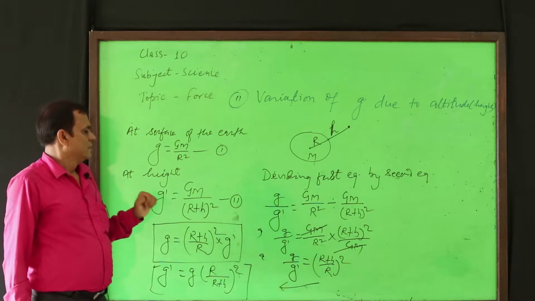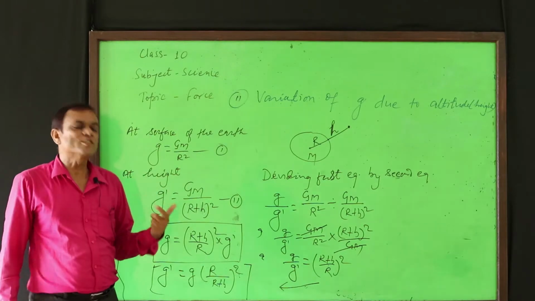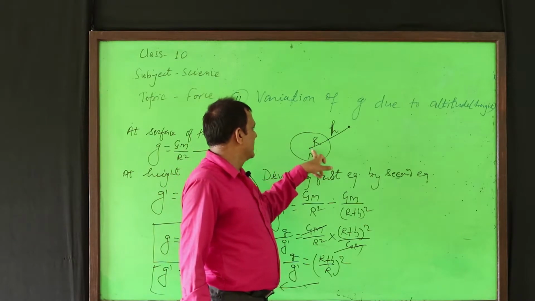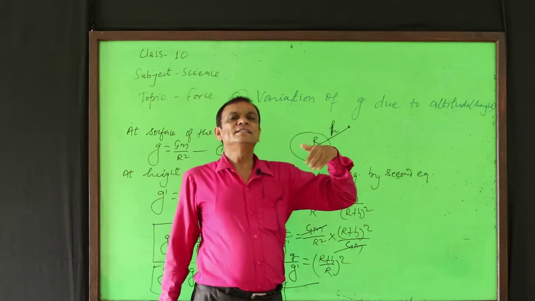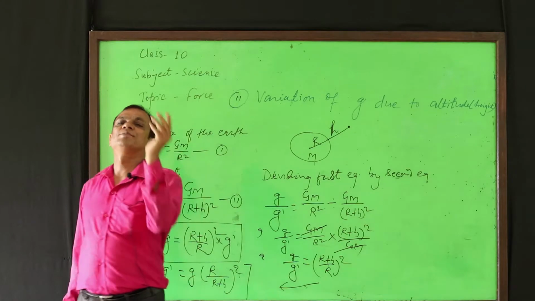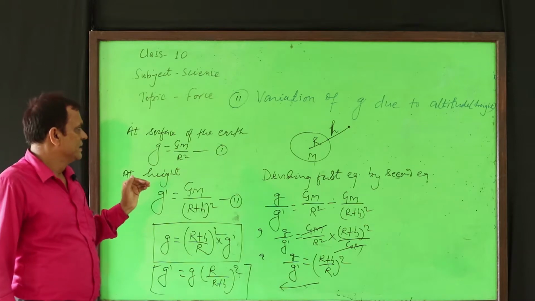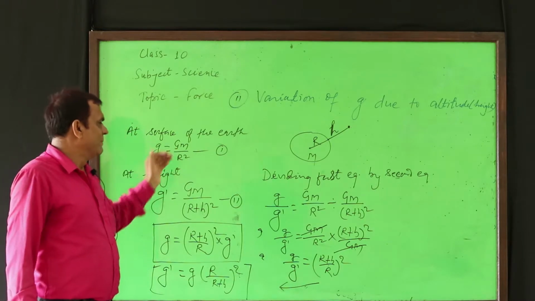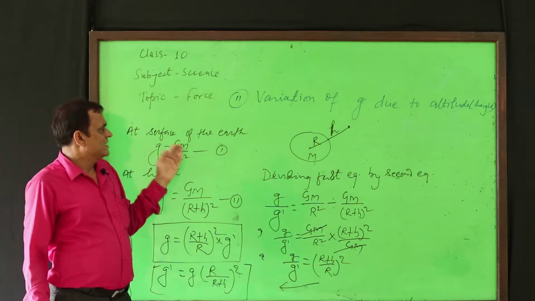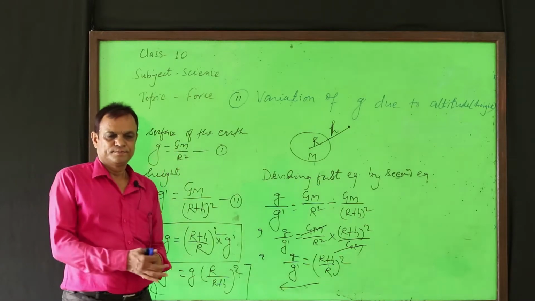It means acceleration due to gravity is inversely proportional to the radius of the earth. So if the radius of the earth, or the distance from the center of the earth, is increased, acceleration due to gravity decreases above the earth's surface. It means acceleration due to gravity is also variable when we go above the earth's surface, and it decreases as we go above the earth's surface.